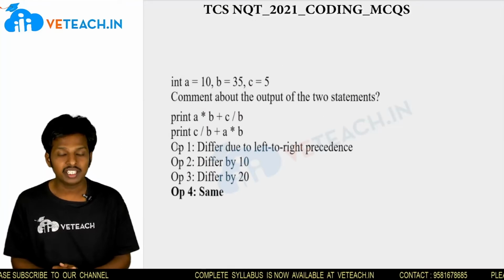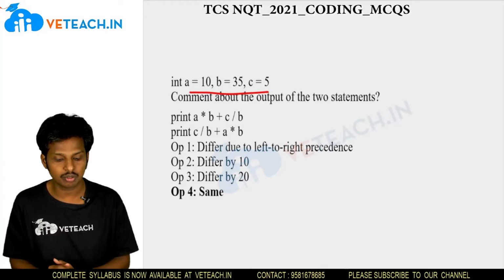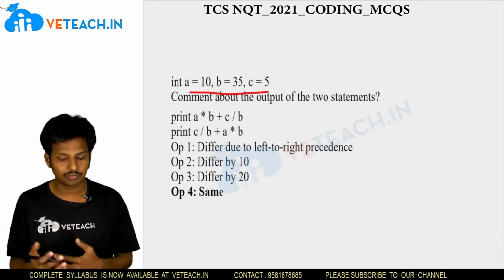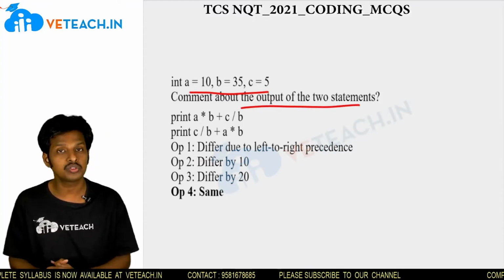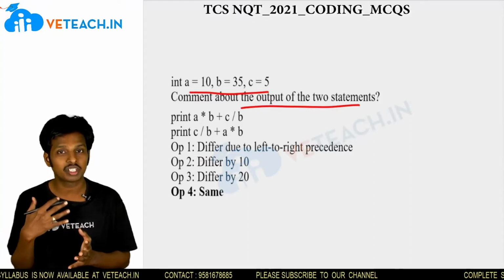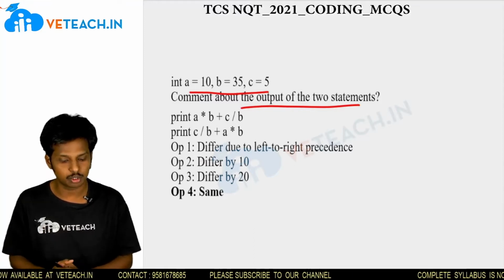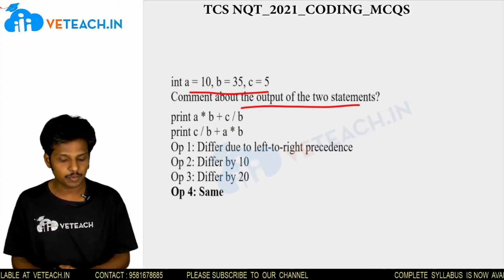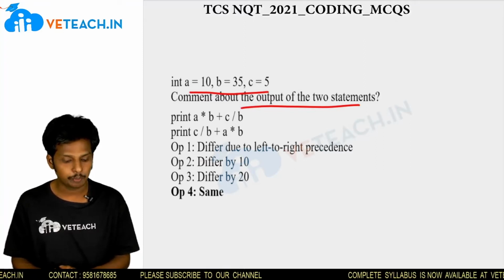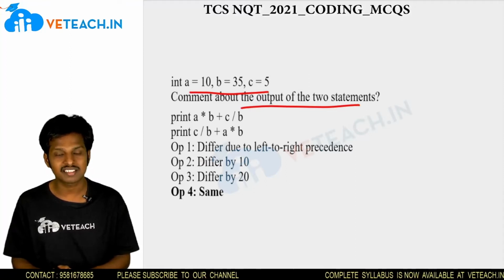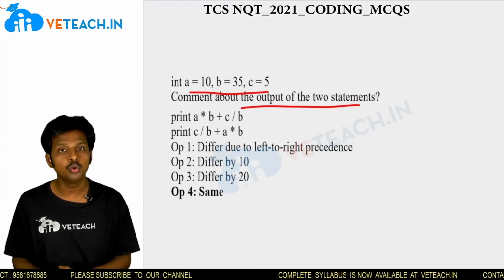Again, we have three integer variables initialized. A equal to 10, B equal to 35, C is equal to 5. This is the other way of the question that was asked. Comment upon the outputs of the two statements. Here two statements were given for evaluation, and they were asked to comment upon that. What are your comments? The expressions are print A star B plus C by B, and then print C by B plus A star B. Let's evaluate by substituting the values for both expressions.